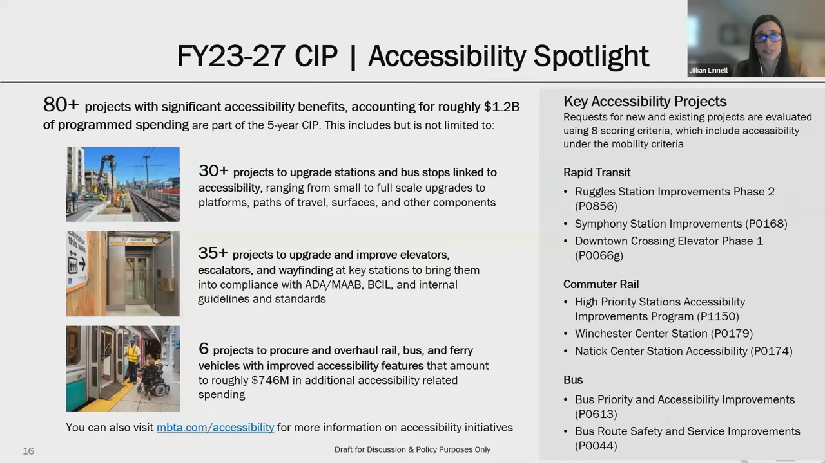There are also over 35 projects to upgrade and improve elevators, escalators, and wayfinding at key stations to bring them into compliance with ADA, MAAB, BCIL, and internal guidelines and standards. And finally, the CIP includes a number of key vehicle procurements, which will result in improved accessibility features.